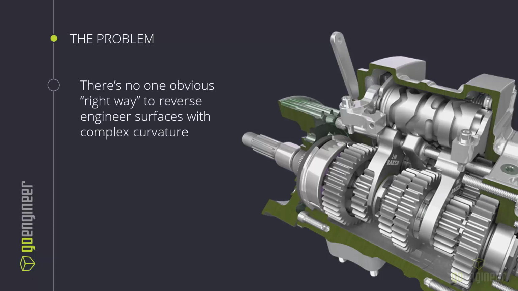However, oftentimes you'll come across other surfaces that are more organic. They have a lot more curvature to them. And we need to figure out how to appropriately reverse engineer those kinds of surfaces.